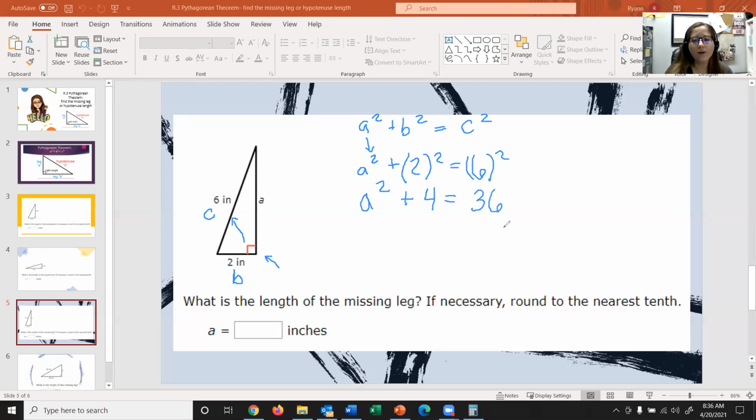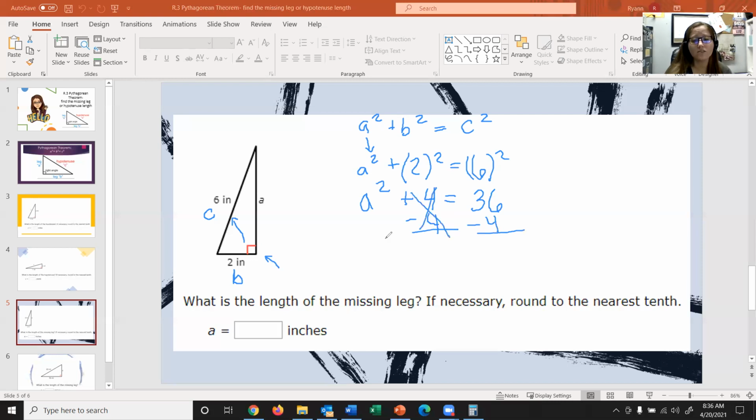Okay, but now we're kind of in a situation where we have a variable and a number on one side of the equal sign, and then we have another number on the other side of the equal sign. So this is going back to that solving 1 and 2 step equations. We're solving for that missing variable, but now we have to do some inverse operations. So we're going to look at this plus 4, and we're going to say, okay, the inverse operation is going to be to subtract 4 from both sides of the equal sign.